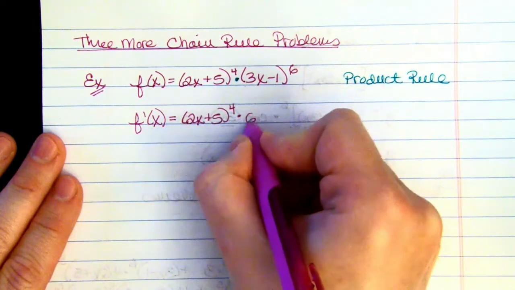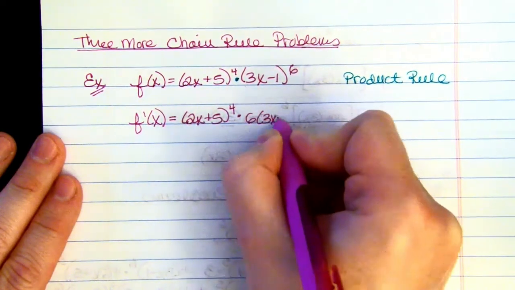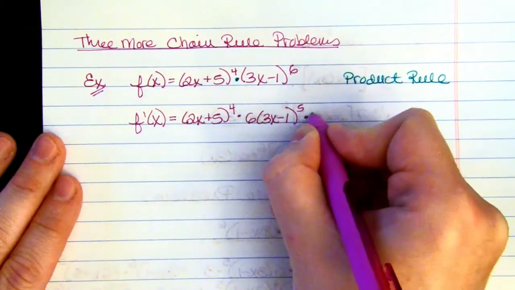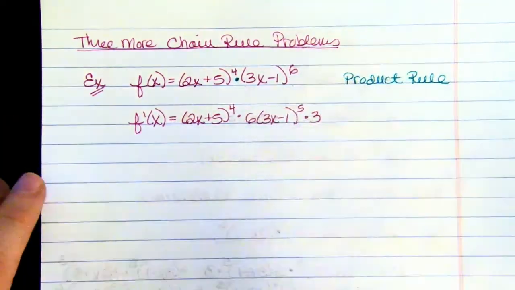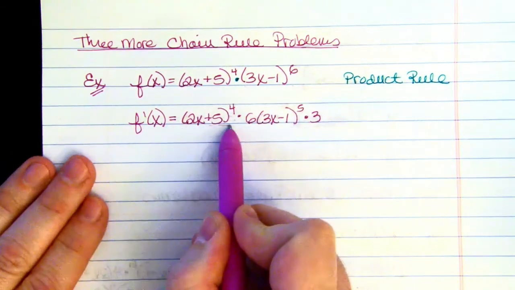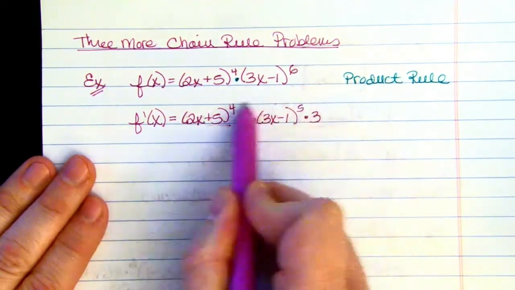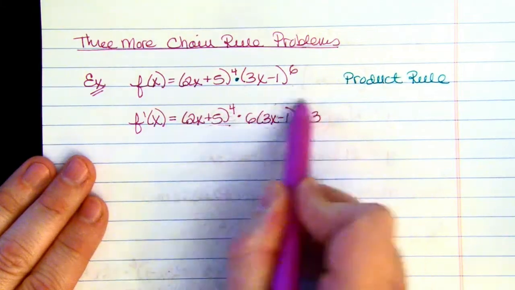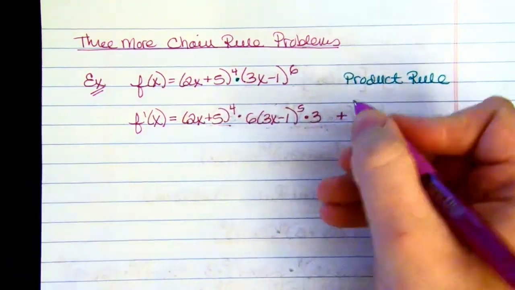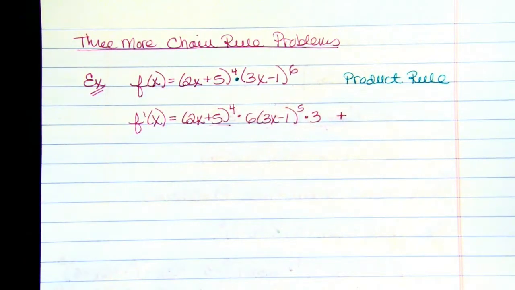Well, I'm going to do 6 times (3x minus 1) to the 5th, take care of that 6th power, and then by the chain rule, multiply by the derivative of the inside, so times 3. What I've done so far is my first times derivative of the second. This thing over here is the derivative of (3x minus 1) to the 6th. Plus, take a moment and see if you can do second times derivative of the first.